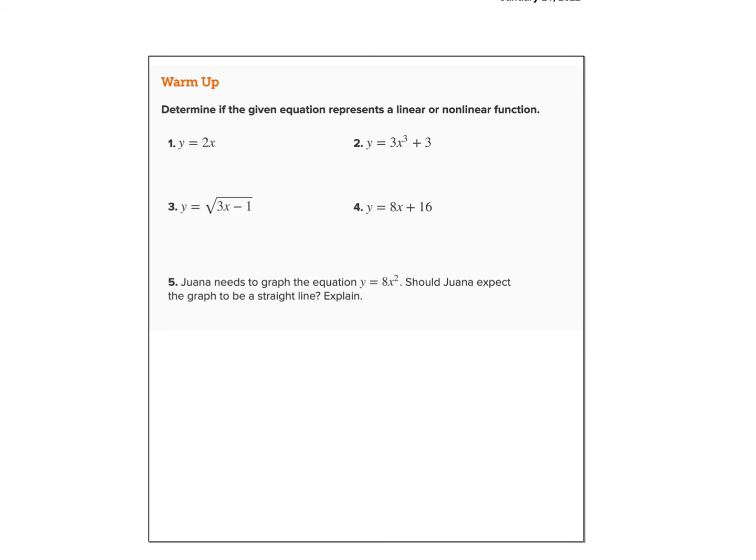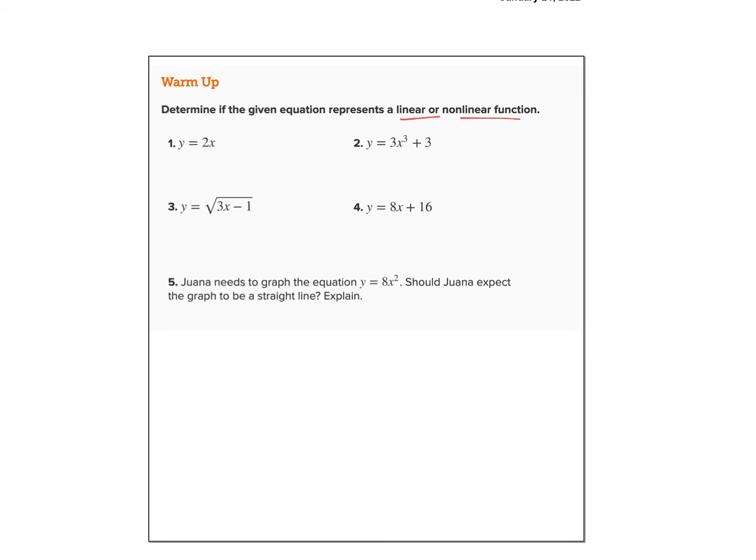So before we get going, in the last lesson, we learned how to tell if a function is linear or nonlinear. So I want you to look at these 5 problems and quickly just tell me, are they linear or nonlinear? So pause the video and try them.